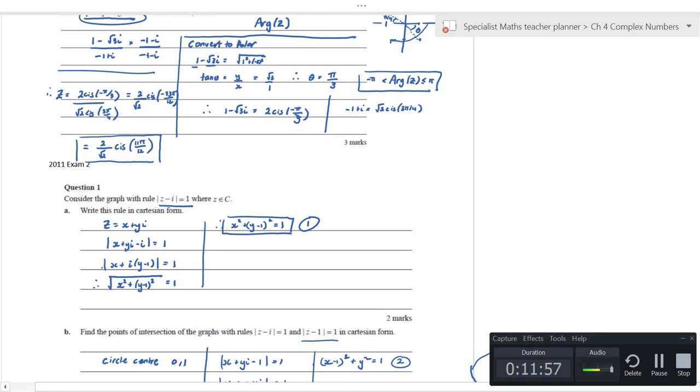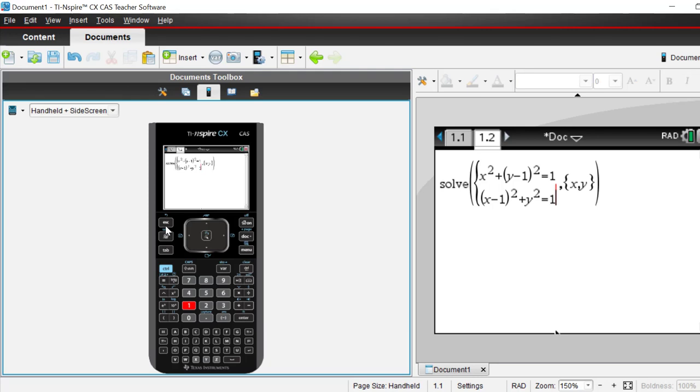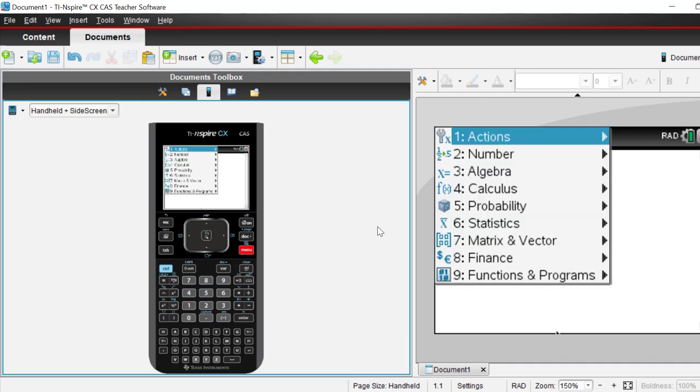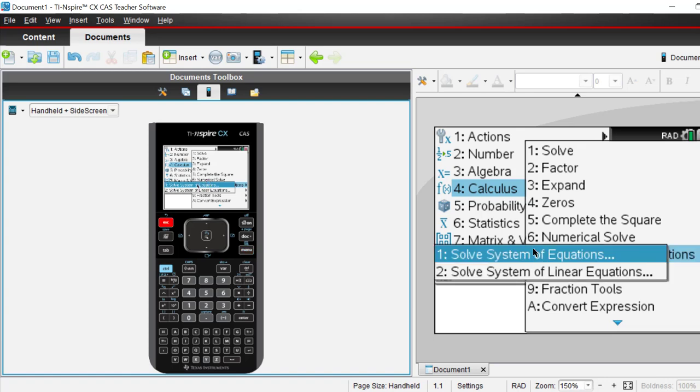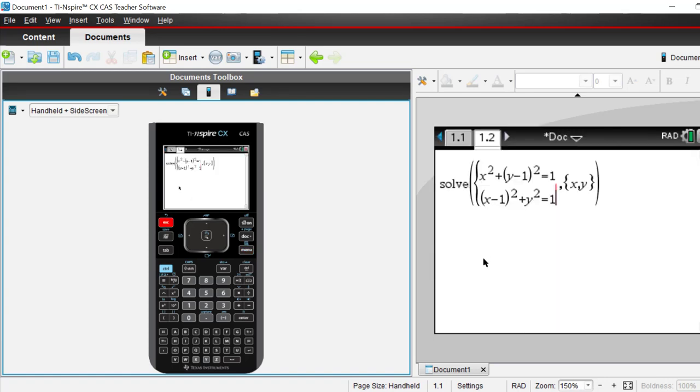So I'm going to pause it for a second and show. Okay, so I've just done a solve system of equations: menu, algebra, solve system of equations, like so, and I'm just putting those equations in.